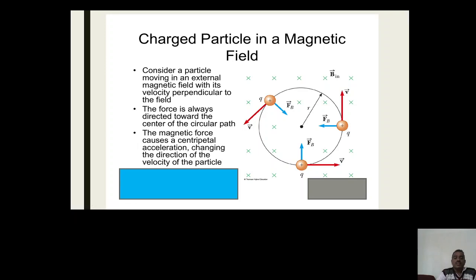Now, here the charged particle moves with a velocity v perpendicular to the magnetic field, and the force is always directed towards the center of the circular path. This is a circular path. The magnetic force causes a centripetal acceleration, changing the direction of the velocity of the particle at every point. That means when a charged particle is placed in a magnetic field, the particle follows a circular path. This is how charged particles move in a magnetic field.